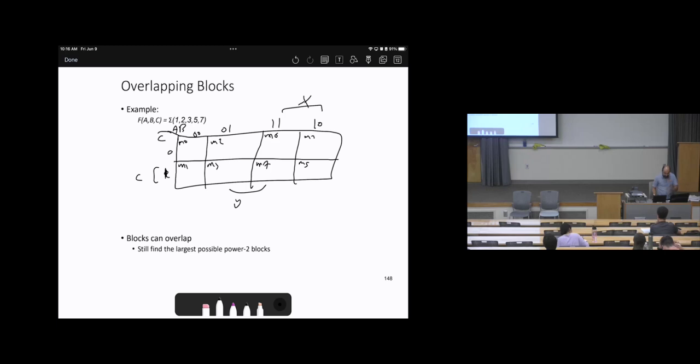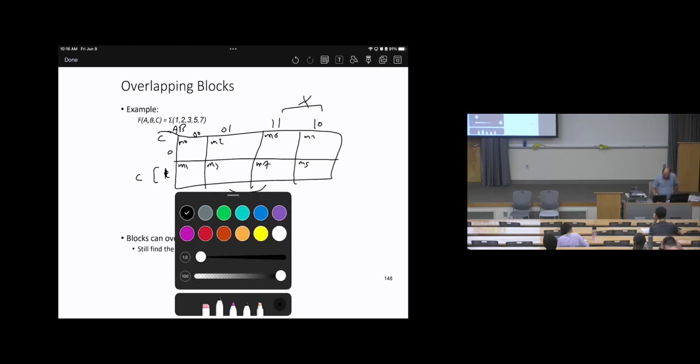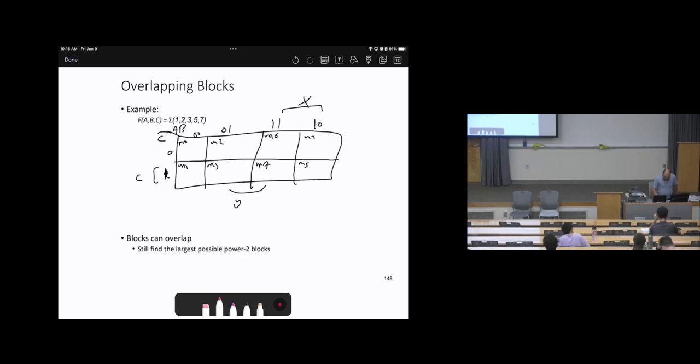Then let's locate the ones. The location of ones will be at 1, 2, 3, 5, and 7. Let me make sure. This is 3, here is 4, here is 5, 6. So 1, 2, 3, 5, and 7. Okay. This is the location of ones.